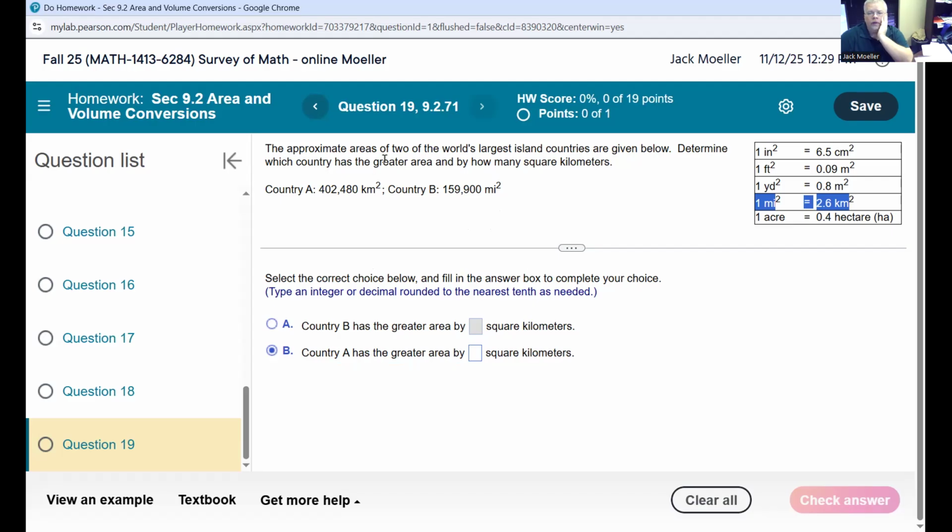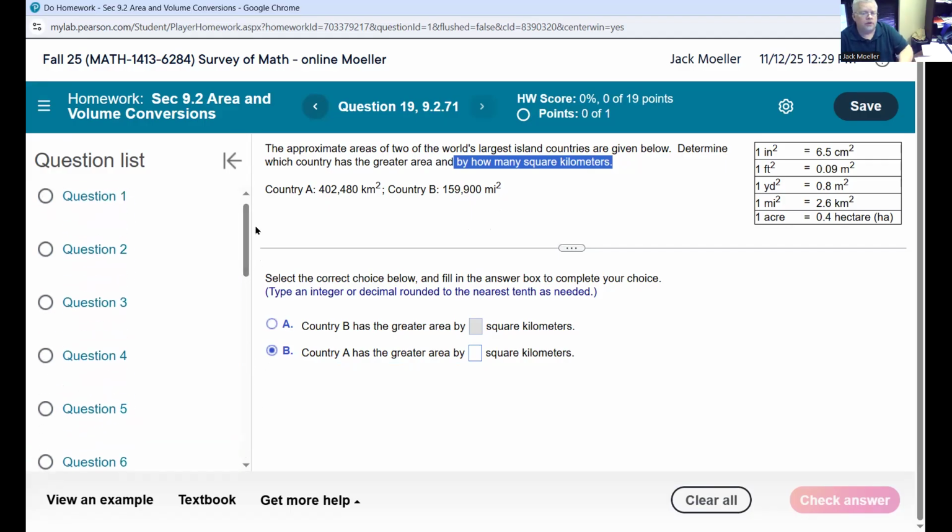And then they say determine which one is the greater area. So once you get this one in square kilometers, you'll just be able to look at them and see which one's bigger. And they say by how many. Well, by how many, you'll just subtract the 2 values and you know how much bigger it is. All right, so that is 9.2.